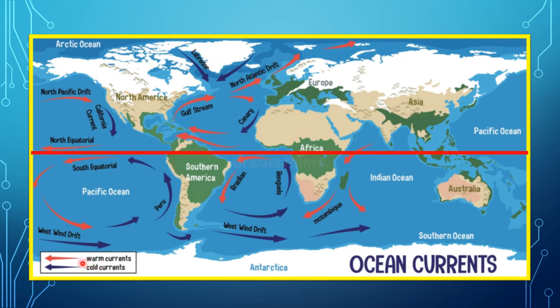Why are they warm? Because they receive the direct rays of the sun and flow towards the poles, whereas the cold currents are cold because they originate from the polar regions and move towards the equator.